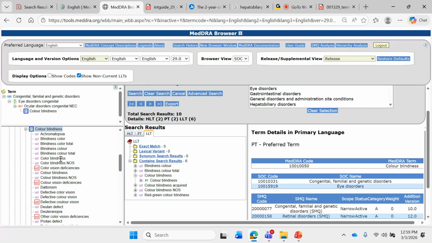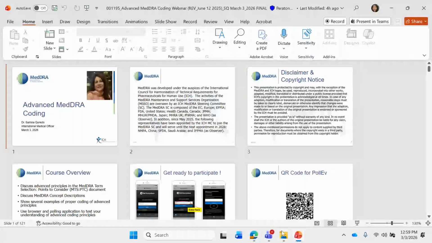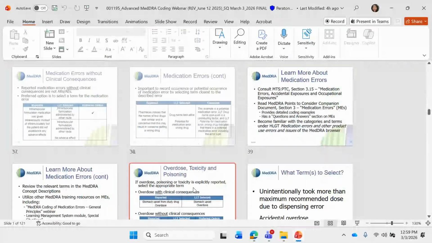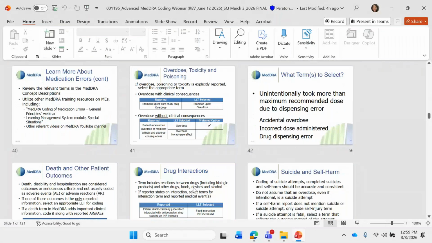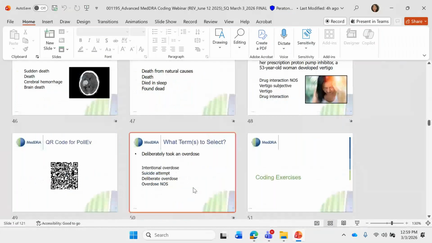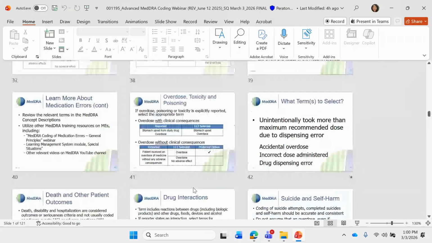All right, our next question asks, just to confirm my understanding based on your example on slide 41, we should not code drug interactions unless they are explicitly mentioned in the report, even if the medications, drug, or food involved are known to interact. Is that correct? That's very correct. I don't know what the numbering is now of drug interactions.